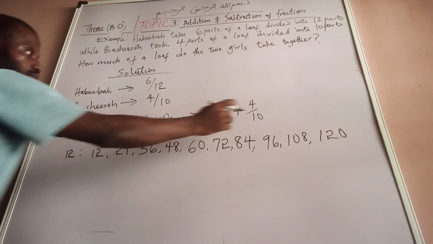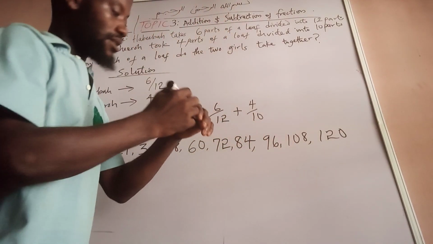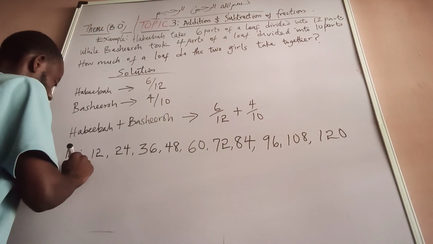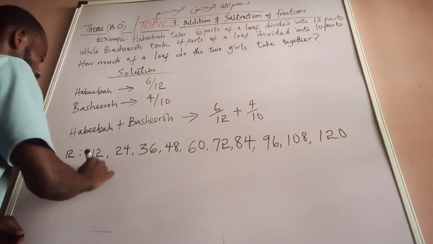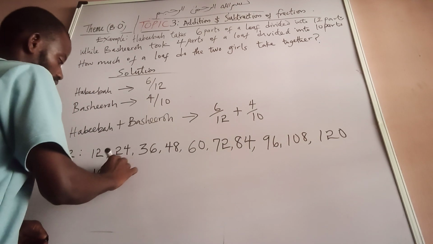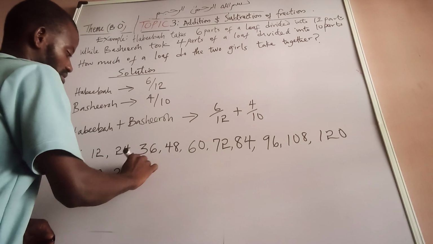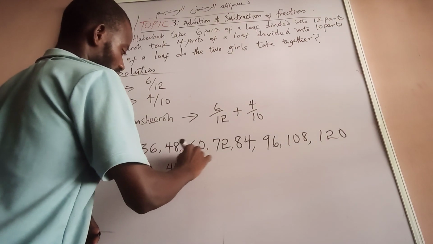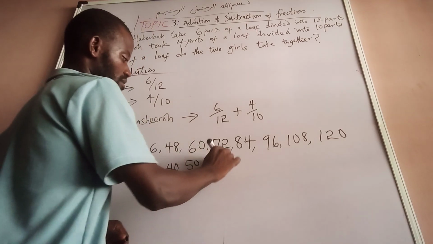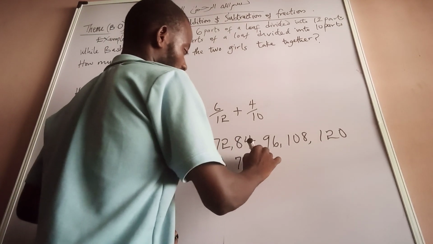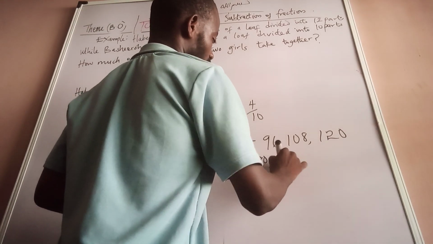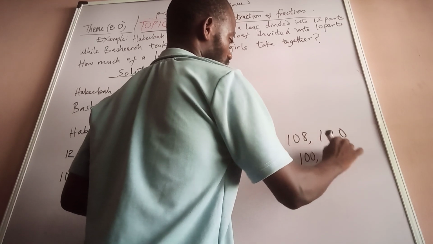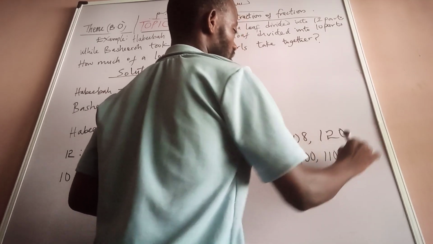Now let's go again with the second one. We want to find the multiples of 10. Start from the first one. 10 times 1, 10. Then 20, 30, 40, 50, 60, 70, 80, 90, 100, 110, 120. Let's stop like this.